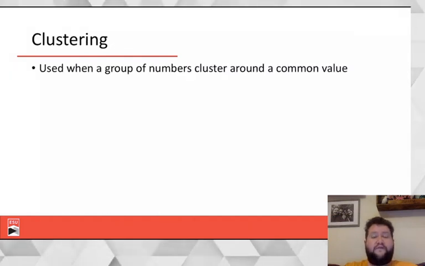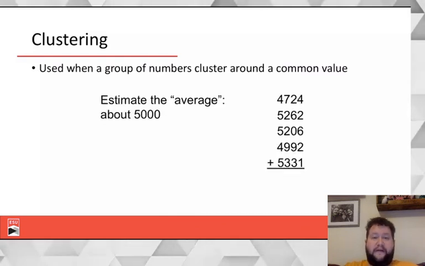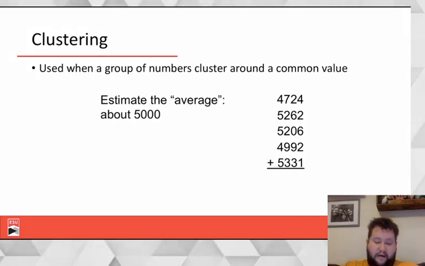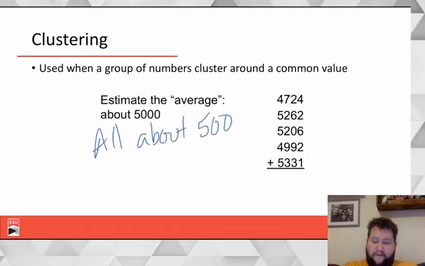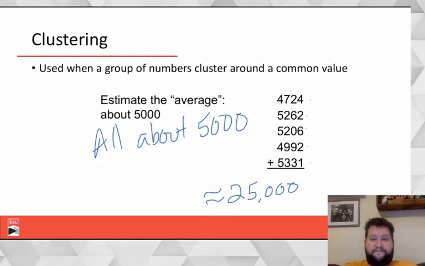So clustering is useful when you have a bunch of numbers that are around a similar number. So look here, we have 4,724, 5,262, 5,206, 4,992, 5,331. They're all about 5,000. So we have 1, 2, 3, 4, 5 times 5,000. So it's about 25,000. And you could add them and see what it actually turns out to be. Let's see if we can do that relatively quickly.